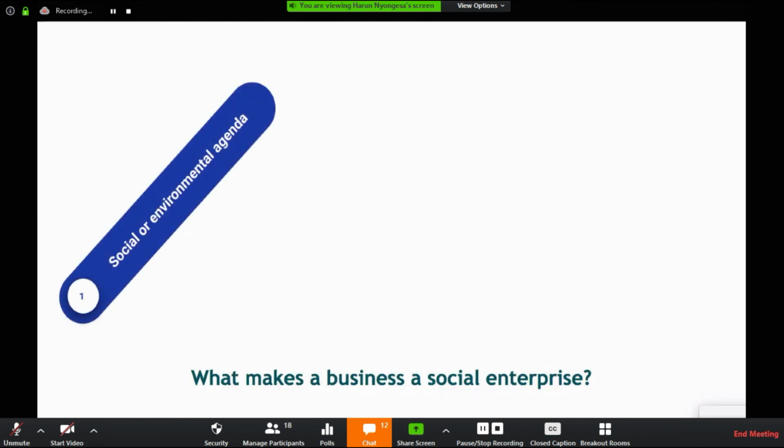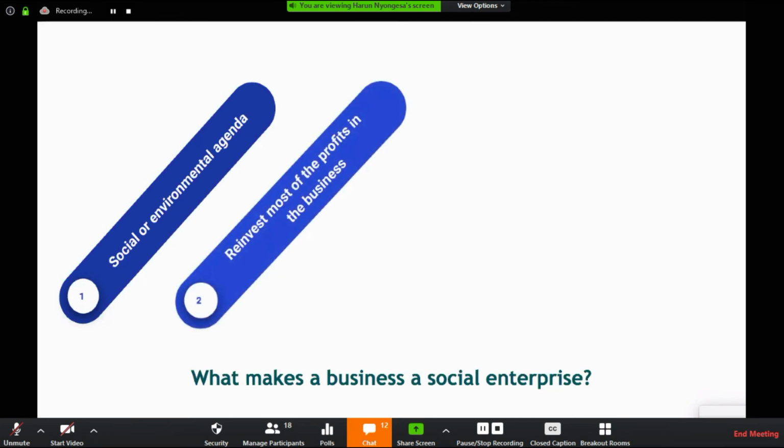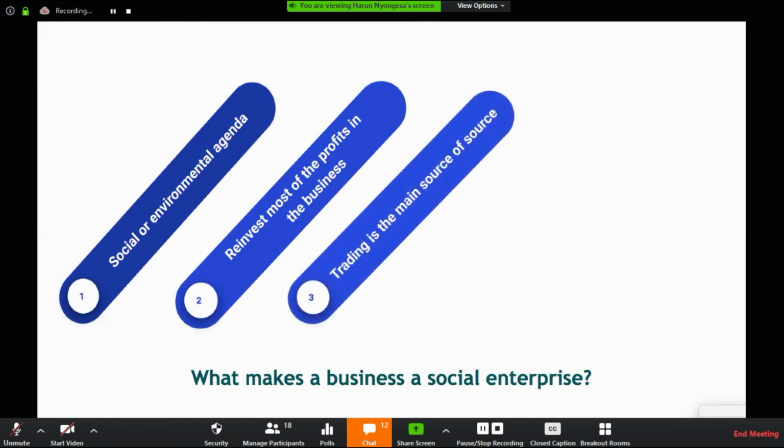So the first feature that makes a business a social enterprise is that it pursues a social or environmental agenda. There has to be a social or environmental agenda. Secondly, it has to reinvest most of the profits in the business for self-sustainability. Thirdly, its main source of income is trading. So this is a key difference with NGOs. NGOs' main source of income is donor funding and grants, as opposed to social enterprises, which generate their income from trading.